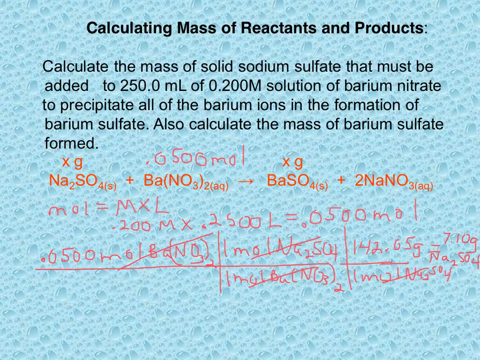Okay, now let's turn around. We know the answer for the amount of reactant necessary to react with this volume and concentration of barium nitrate. Now we want to go from the moles of the barium nitrate to the grams of barium sulfate, the precipitate that's formed from this reaction. So we have the same given, 0.0500 moles of barium nitrate.